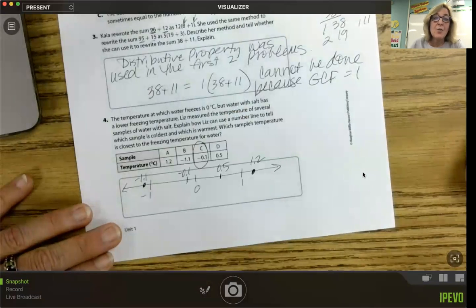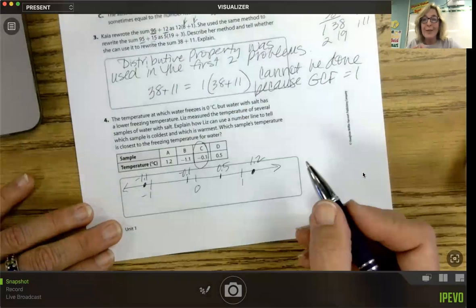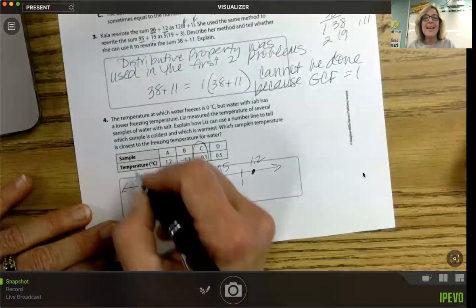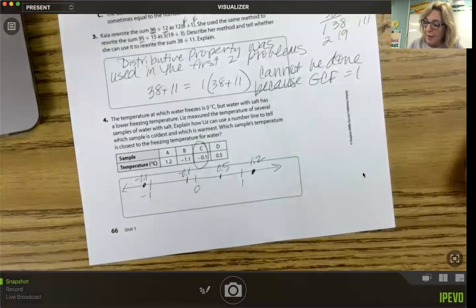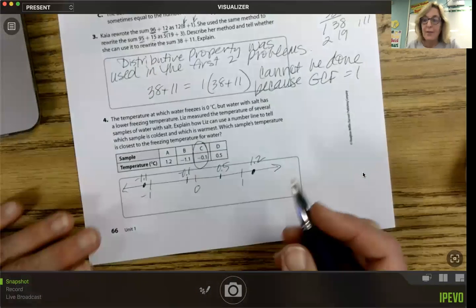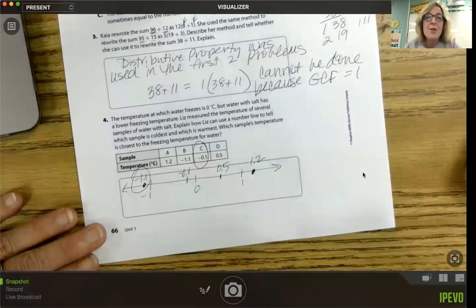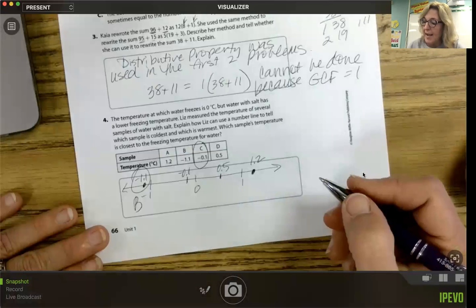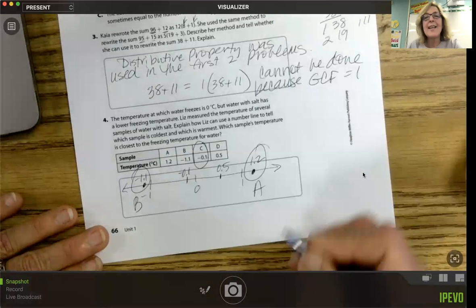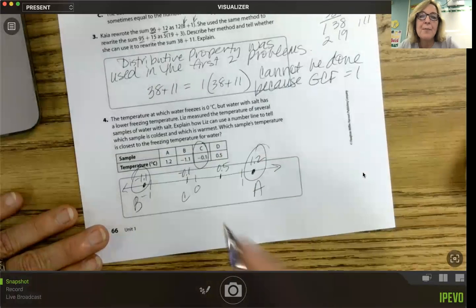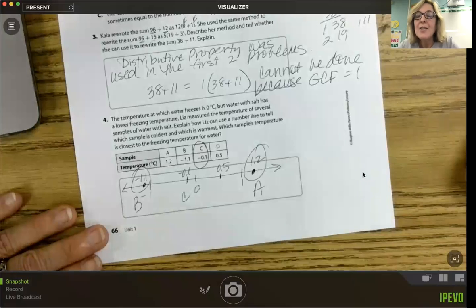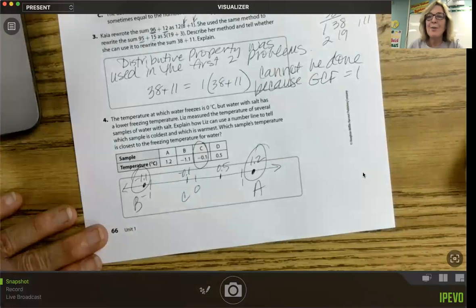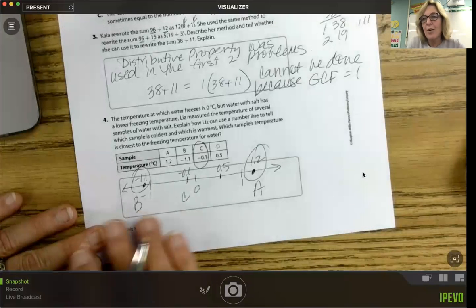But it also tells us, because we've placed them on a number line and we can see that, the coldest would be -1 1/10, which is B, and the warmest would be 1 2/10, which is A. But it is point C that is closest to 0. Okay. So you would just want to use some words to describe that, but using a number line is really the key to making that work.